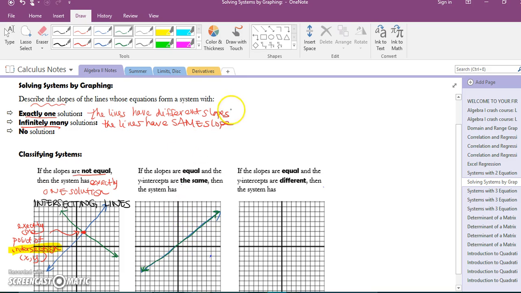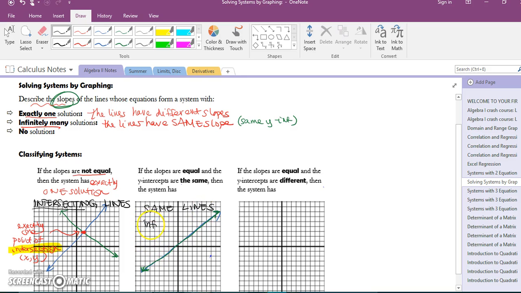If you have infinitely many solutions, not only do they have the same slope, they also have the same y-intercept. Just keep that in mind. Even though it only says describe the slope here, just realize you need the same y-intercept. They have to be the same exact line here. So unlike having intersecting lines, like what was in the first case, we are going to have the same lines. So same lines, and they are going to be parallel.